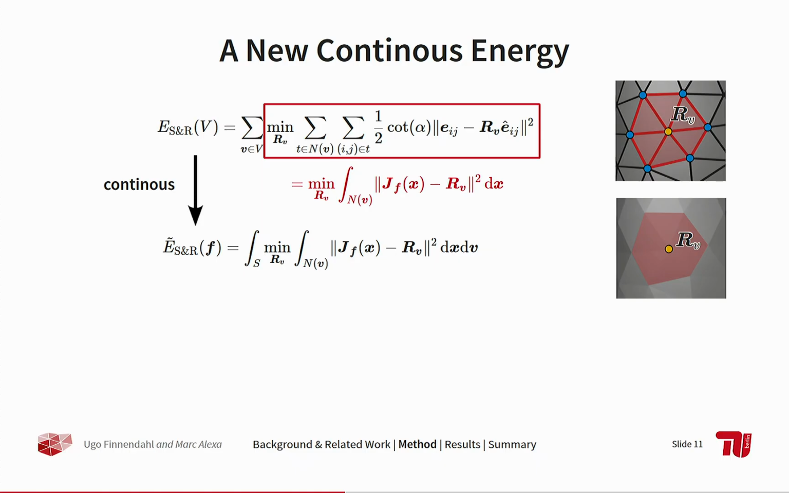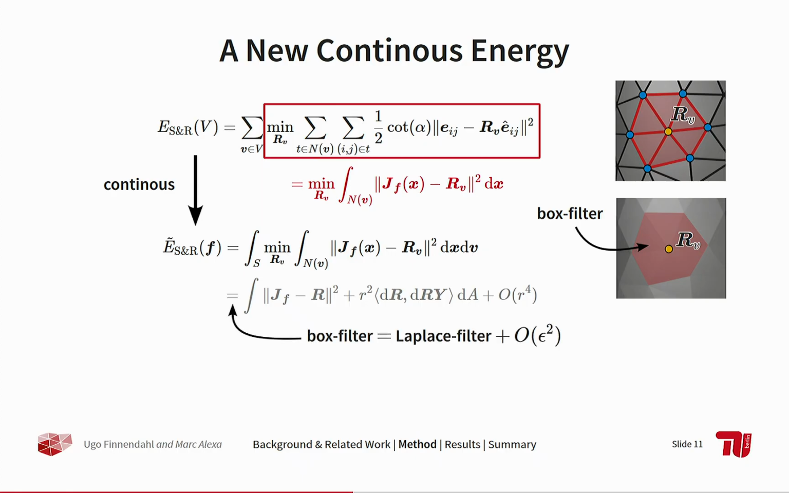The only important fact is that we have this double integral so that the optimal rotation is found over some local neighborhood. And we showed that this formulation equals the energy stated by Chao and colleagues up to fourth order. And the reason for the residual is that you can interpret the inner integral over the neighborhood as a box filter, where the neighborhood gets weighted either 1 or 0, depending on where it is. And for the derivation, we used the fact that this box filter equals the Laplace filter up to second order, to then be able to derive the bending penalty.